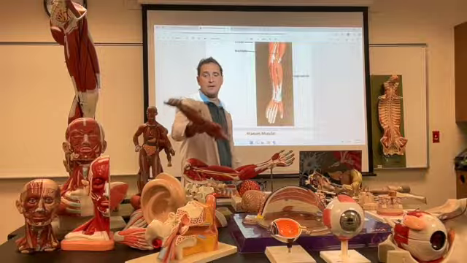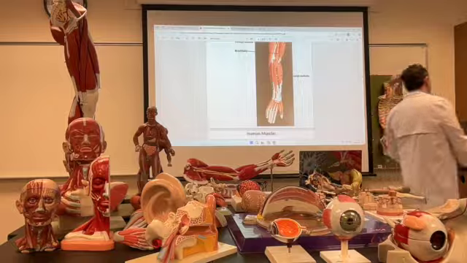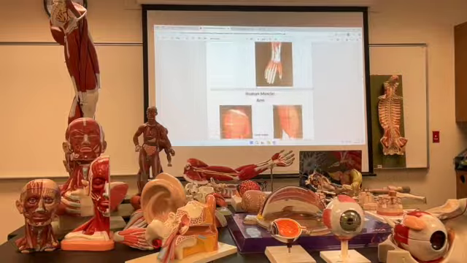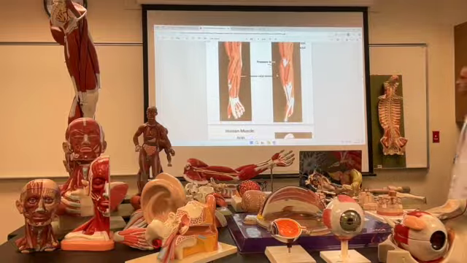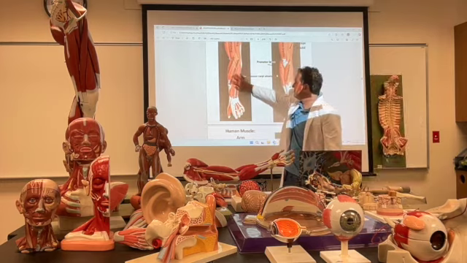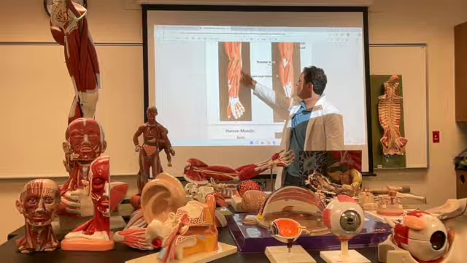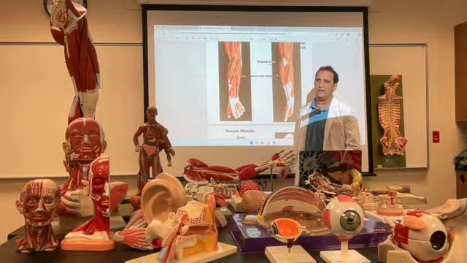Same thing on the back, but that time you're going to start with the brachioradialis. So brachioradialis, then you do the extensor carpi radialis, extensor digitorum, and then over on your pinky side will be your extensor carpi ulnaris.